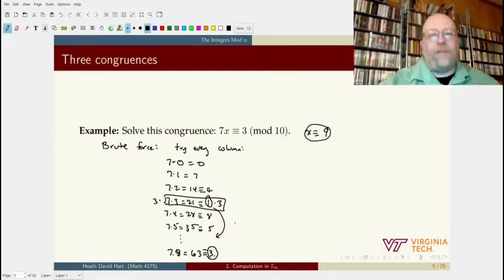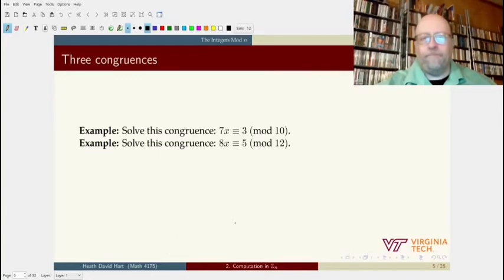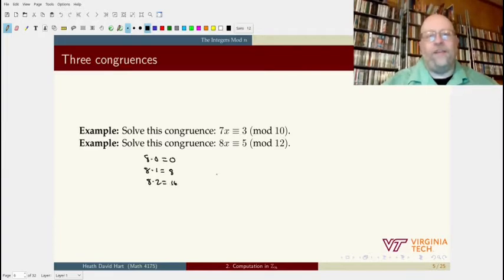All right, let's try another example. Let's solve this congruence. 8x is congruent to 5 mod 12. So if we try this, 8 times 0 is 0. 8 times 1 is 8. 8 times 2 is 16. Well, 16 is bigger than 12, but that's congruent to 4. 8 times 3 is 24, and that's congruent to 0 again. 8 times 4 is 32, and that's congruent to 8.